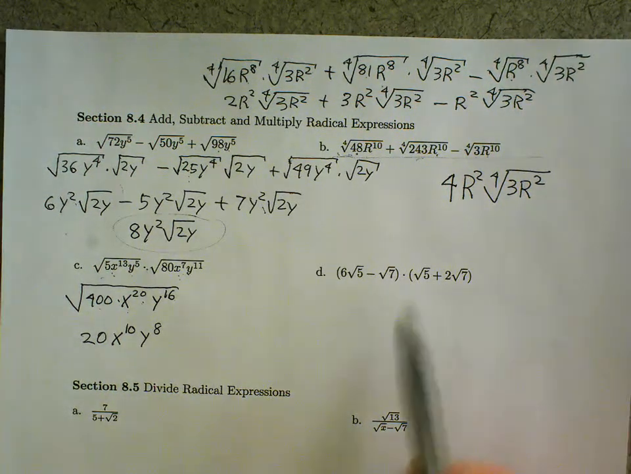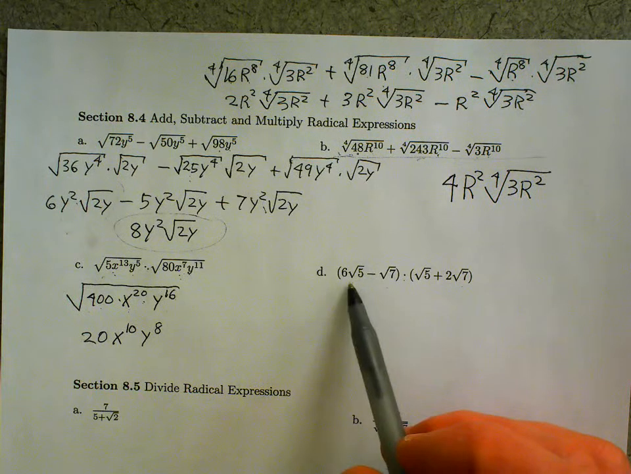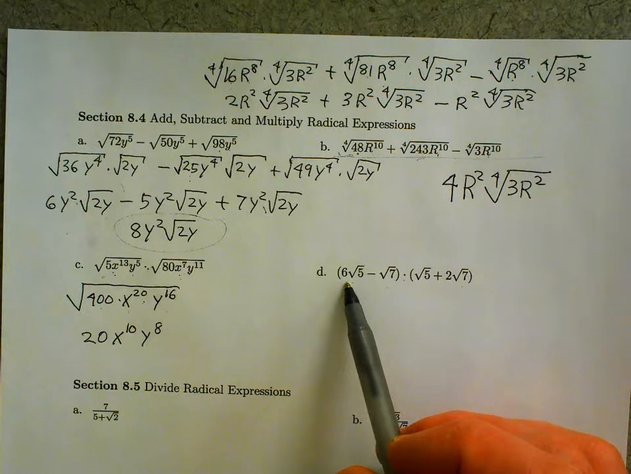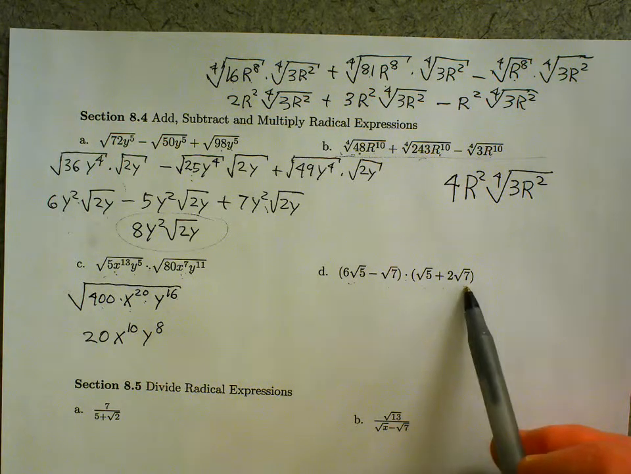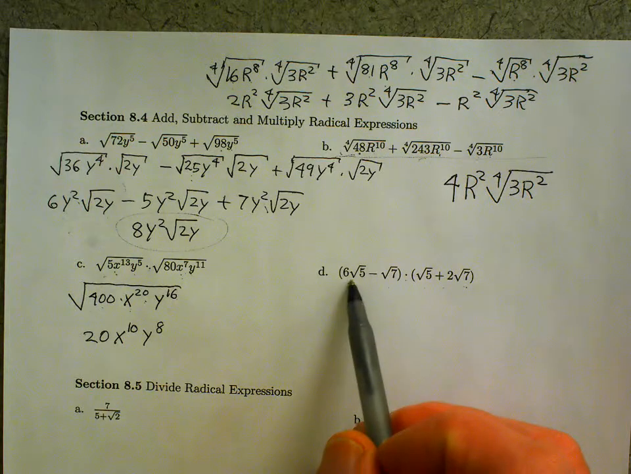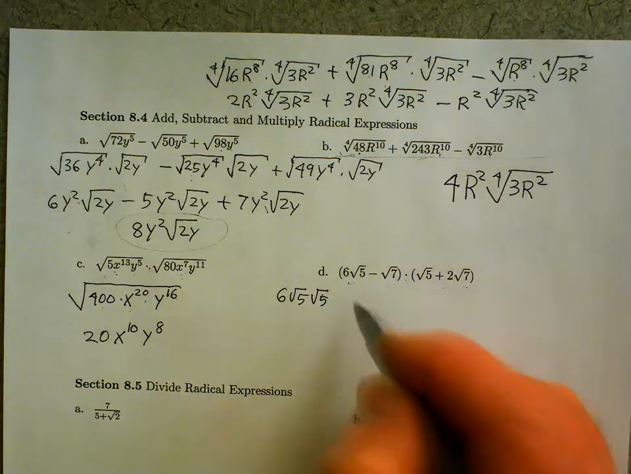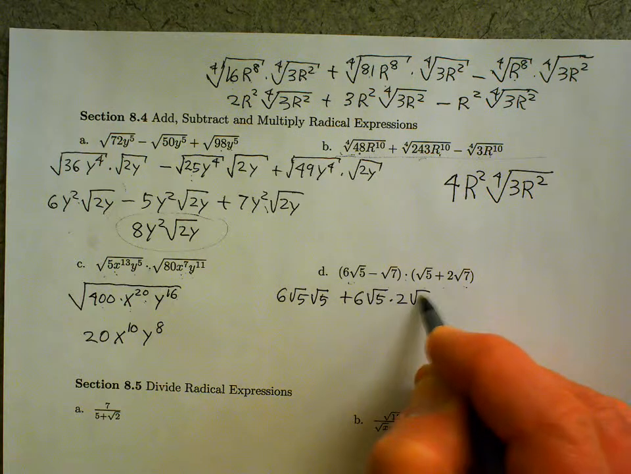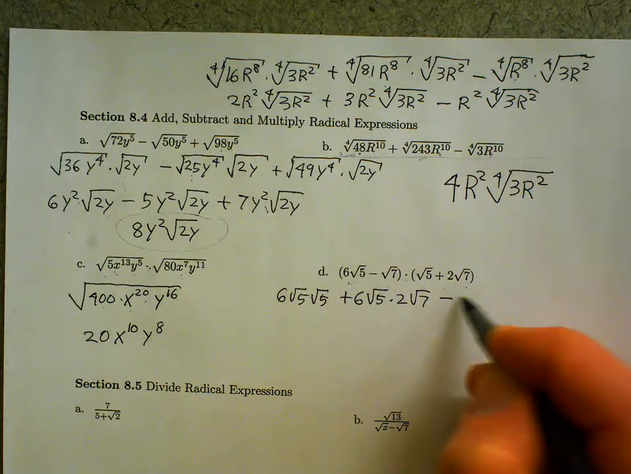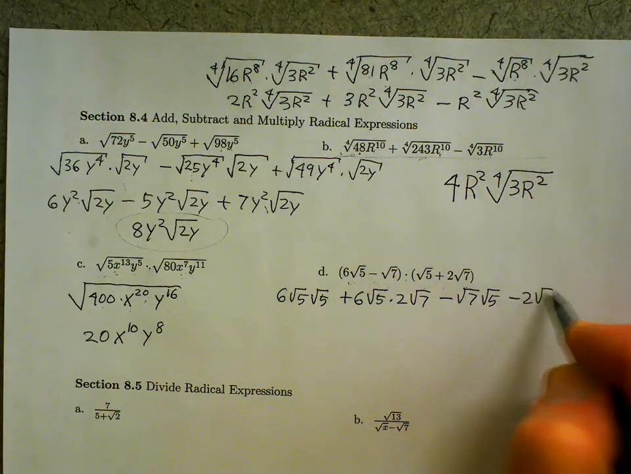In the next example, we're multiplying a couple of terms that resemble binomials. So 6 times the square root of 5 minus the square root of 7, we're multiplying that quantity by the square root of 5 plus 2 times the square root of 7. So we start: multiply 6 times the square root of 5 times the square root of 5, and then plus 6 times the square root of 5 times 2 times the square root of 7, and then minus the square root of 7 times the square root of 5, and then minus 2 times the square root of 7 times the square root of 7.